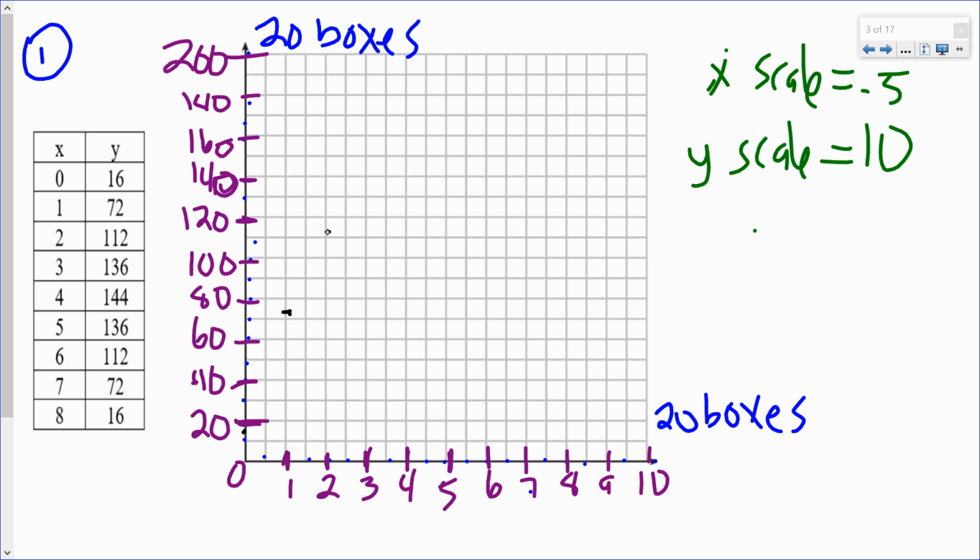3, 136 is a little bit less than 140. 4, 144 is a little bit more than 140. 5, 136. So you can use this. This happens to be a parabola. You see it's kind of a mirror of itself, so you can use that to help you. 6 is 112. It's a little bit more than 110. 7 is 72, a little bit more than 70, and then 8 is 16. And now I connect the points with a curve.